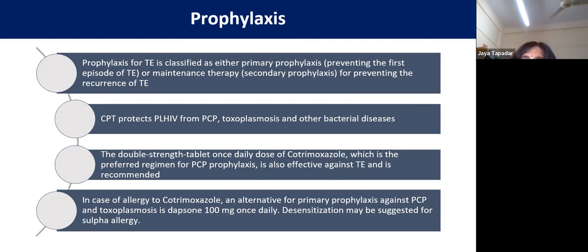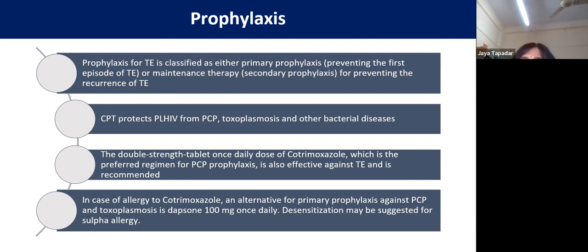Now, prophylaxis for toxoplasma can be primary also. I don't know whether you know or not, when you give your trimethoprim sulfamethoxazole for PCP, it also protects you from toxoplasmosis and many of the bacterial diseases, including some causes of diarrhea. So that is called primary prophylaxis.